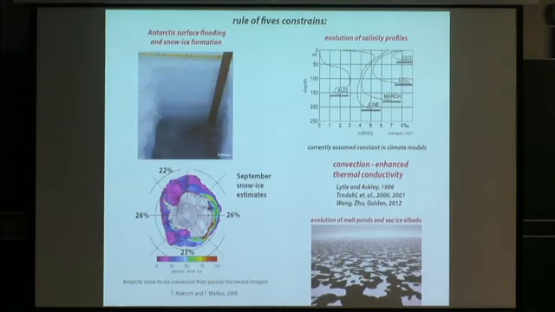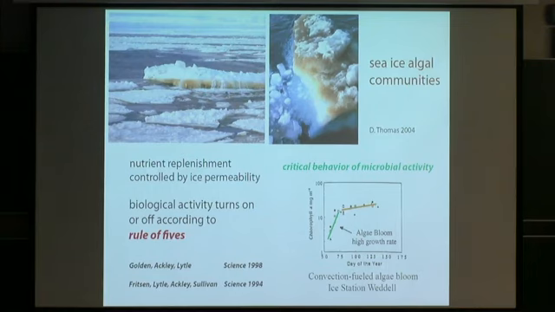Okay. So anyway, this is one of the dominant processes, particularly in the Antarctic. Also, salinity profiles change according to all the motion of fluid. Convection-enhanced thermal conductivity that I'll talk about in the second talk. And of course, the evolution of these melt ponds and sea ice albedo. All these important processes are essentially controlled by this on-off switch, basically. The algae that lives there, to see how dramatic this can be, biological activity turns on or off according to this rule of fives, and in particular the nutrient replenishment. This is a so-called convection-fueled algae bloom in the fall, and then essentially shut down.